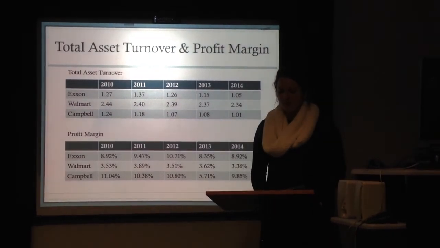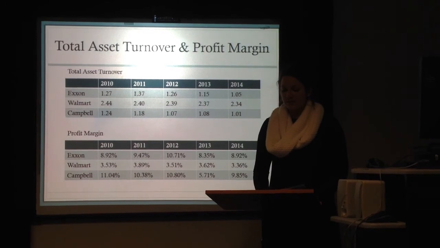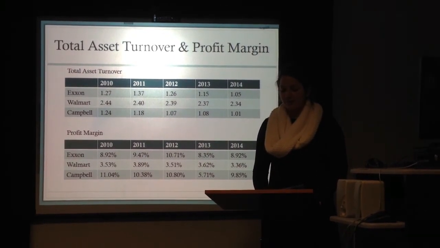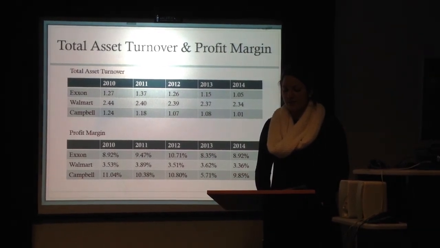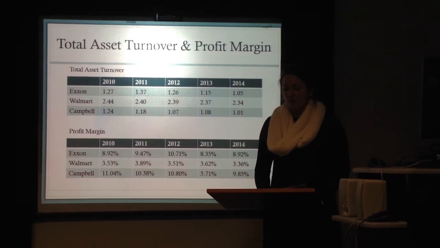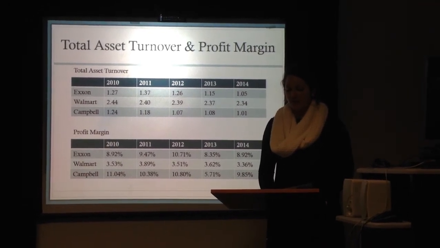Total asset turnover, which measures asset efficiency, and profit margin, net income over sales, which measures operating efficiency and tells us how much of every dollar of sales a company actually keeps in earnings. Looking at these ratios for all three companies, we see that Exxon and Campbell have similar total asset turnover ratios, while Walmart's are almost twice as high. Campbell has the highest average profit margin, and Walmart has the lowest.